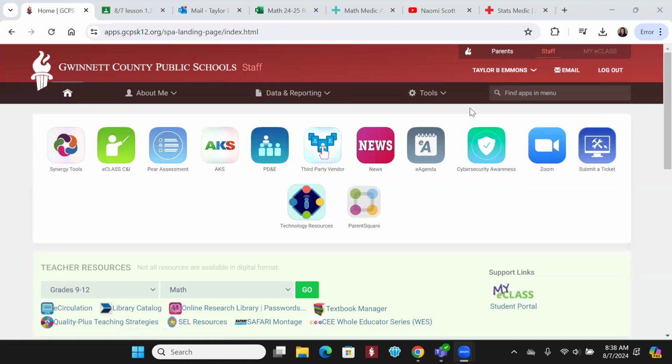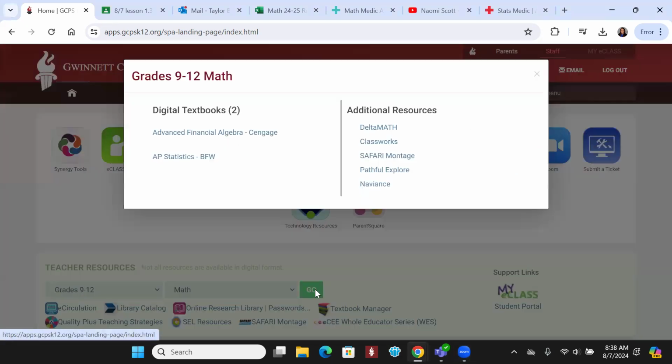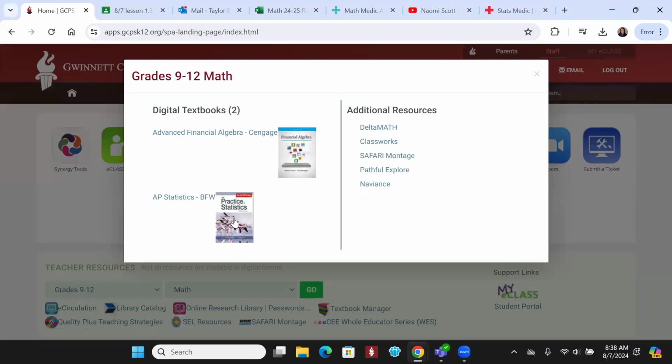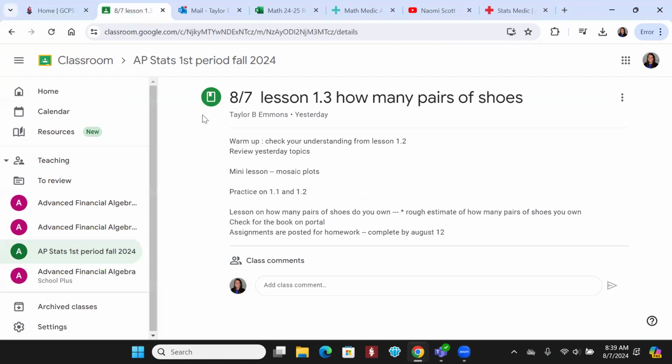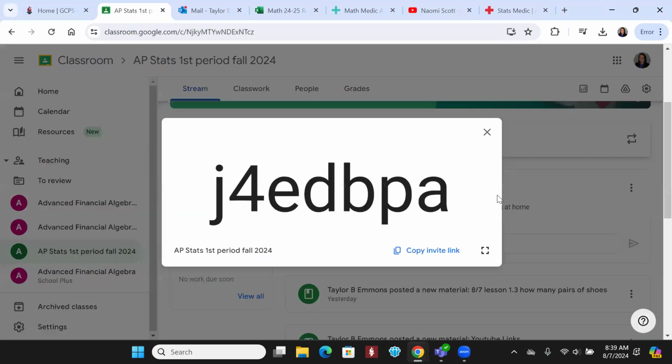So when you go into your eClass page, you should see a textbook. The textbook's going to look like this, The Practice of Statistics. Okay, I need you to click on it. Once you get in, go ahead and click on here. If you haven't already done so, make sure that you joined that Google Classroom. If you need the code again, there it is.